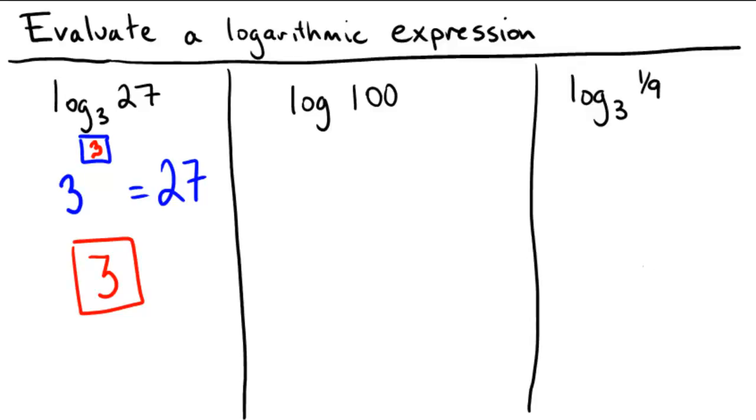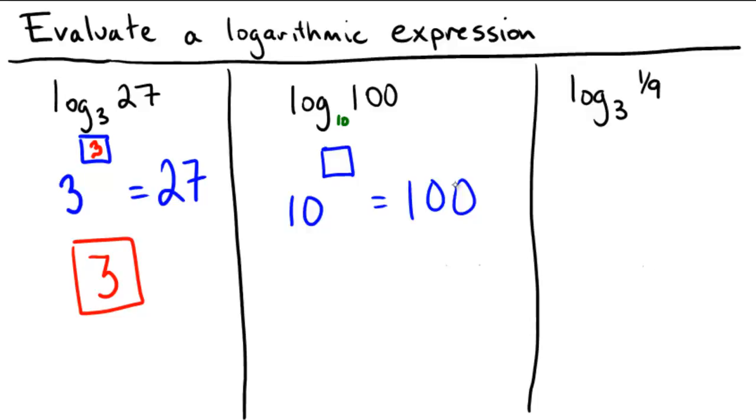The next problem says log of 100. Now, if there's no base written on a logarithm, that means you are to assume that the base is 10. This is what we refer to as a common logarithm. So this problem is like asking 10 to what exponent gives us the number 100? So can you think of a power that you can put on 10 that would give you 100?